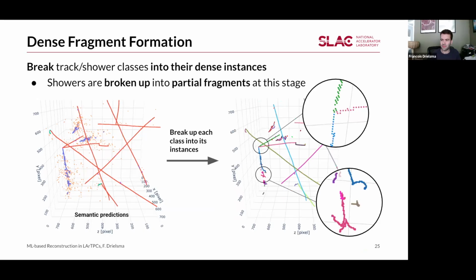The next stage of the reconstruction is to do clustering. So we're trying to distinguish different instances of particles at that point. The first step of this clustering is to break up the activity in the detector into different particle fragments, as we call them. At this stage, we're trying to separate different tracks that touch each other. And we're also trying to cluster electromagnetic activity fragments. So we're not trying to do clustering of big electromagnetic showers just yet.